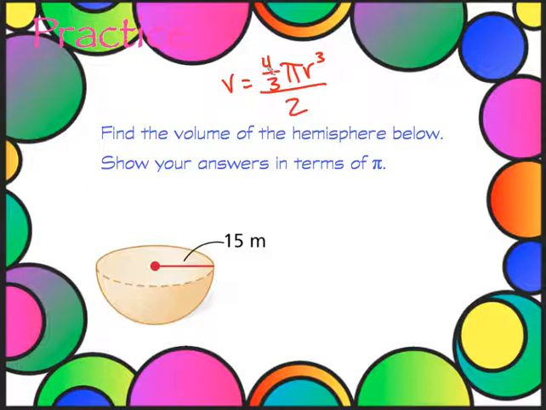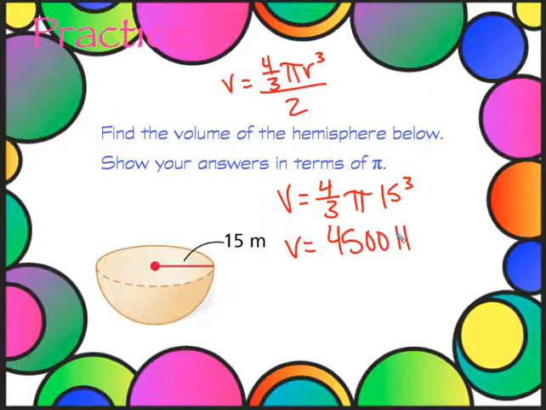I think the actual thing is that it's 2/3 pi r cubed, but I'm just going to do regular volume and half it at the end. So we have 4/3 pi 15 cubed. So 15 to the third is 3,375. I'm going to multiply that by 4, then divide by 3. So I get the volume of an entire sphere with that radius would be 4,500 pi.